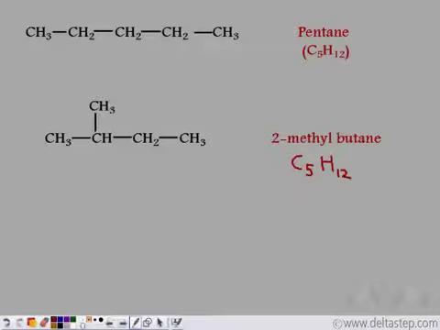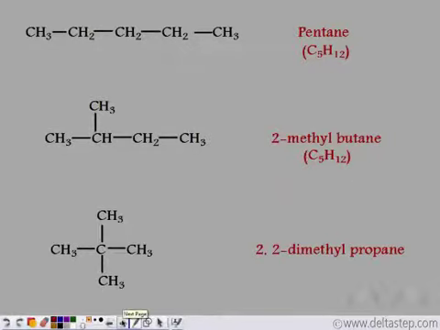Again, if we move one methyl group, say we move this methyl group, we bring it down. So this is how we have moved it. Let's count the number of atoms again. We have 1, 2, 3, 4, 5, 5 carbon atoms. And we have 3, 6, 9, 12, 12 hydrogen atoms.